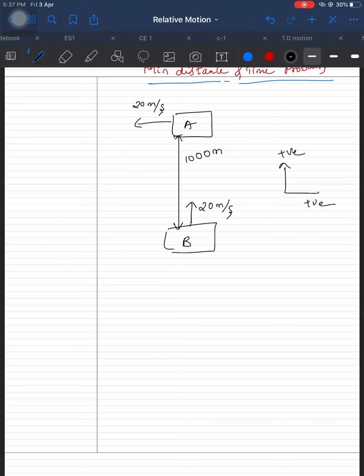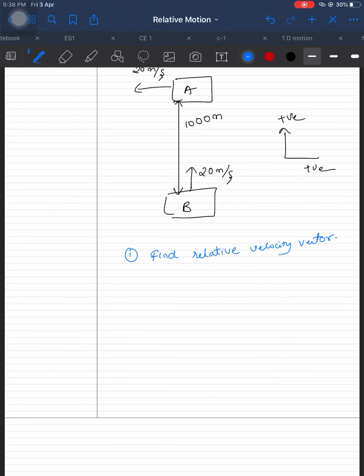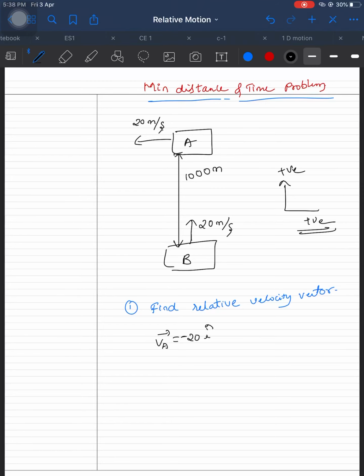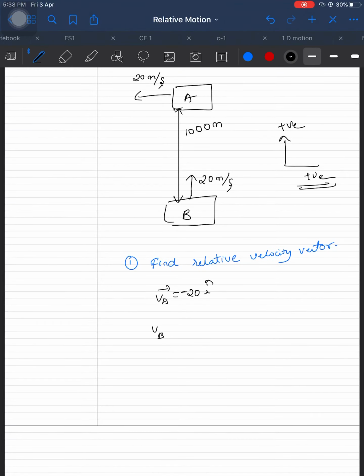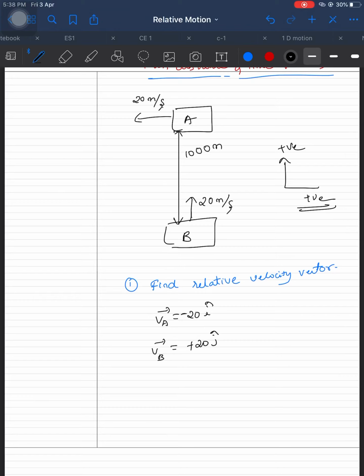To solve these kinds of problems, we have certain steps. Find the relative velocity vector. VA bar is equal to 20 i cap. Is it plus 20 or minus 20? Minus 20, because we consider the right side as positive and it is going to the left side. VB bar is equal to plus 20 j cap.